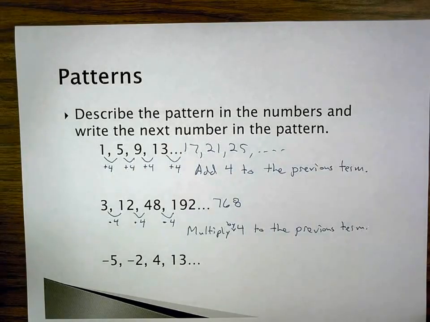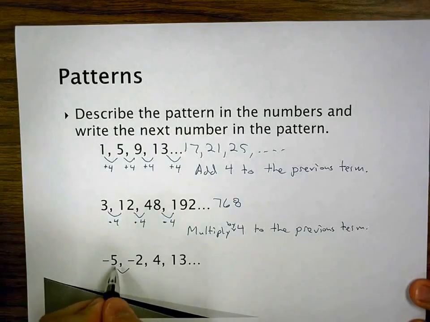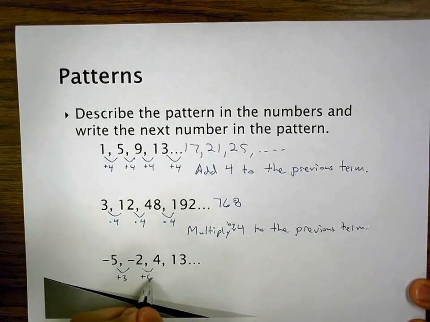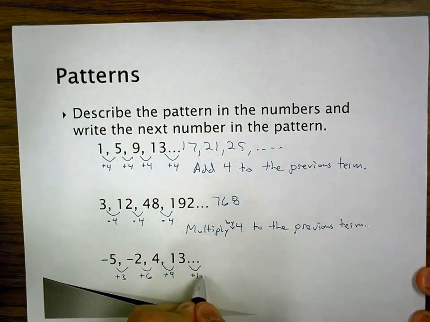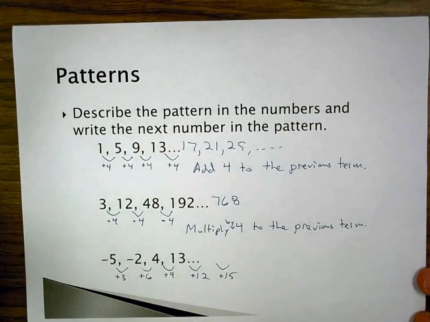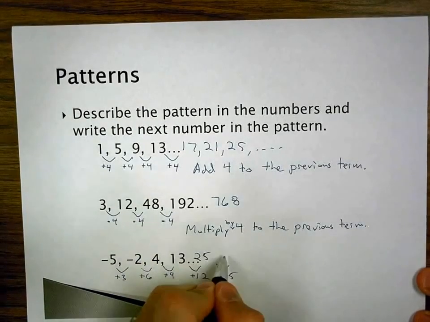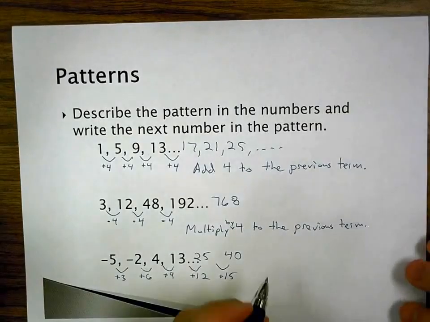Next one, -5, -2, 4, 13. What I like to do sometimes is just look at how it changes. We saw we added 4, here we multiplied by 4. Here I'm adding 3, adding 6, adding 9. And we may notice there that 3, 6, and 9 are all multiples of 3. So with that thought, our next one would be 12, then 15, and continuing on with multiples of 3. We have 25 and 40 as our next two terms. So on this one, we'd want to say you add the next multiple of 3 to the previous term.